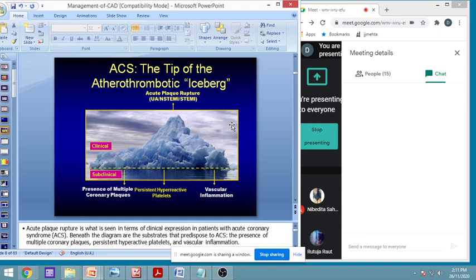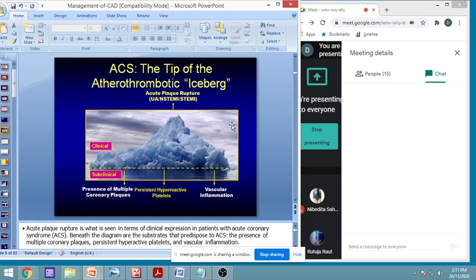So this is the tip of the iceberg, because clinically we can see that there is a plaque rupture, and because of that there is a problem. We can see admission due to MI. We can see either non-STEMI or STEMI type of angina, or unstable angina, or myocardial infarction. These are the signs which can be seen clinically.